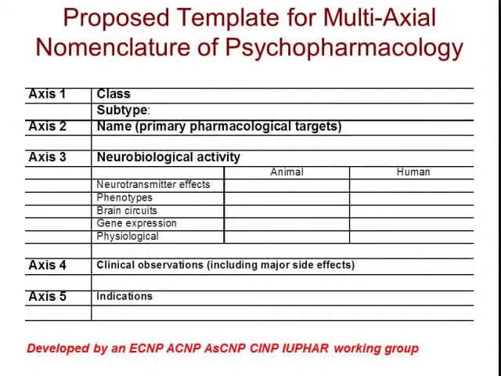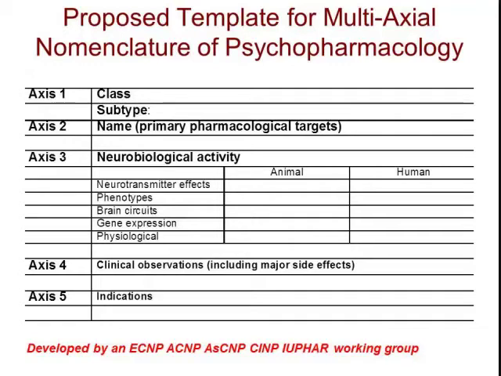And after several meetings over the last year or so, we've come up with this vision, which is a 5-axis classification system. You see axis 1, we talk about the class of drug and the subtype. Axis 2, the primary pharmacological targets. Axis 3 relates to the biological activity in animals and in humans, and this will look at effects on neurotransmitters, on endophenotypes, on brain circuits, on gene expression, on physiological parameters, and any other parameters that you can think of or where there is evidence that the drugs work.